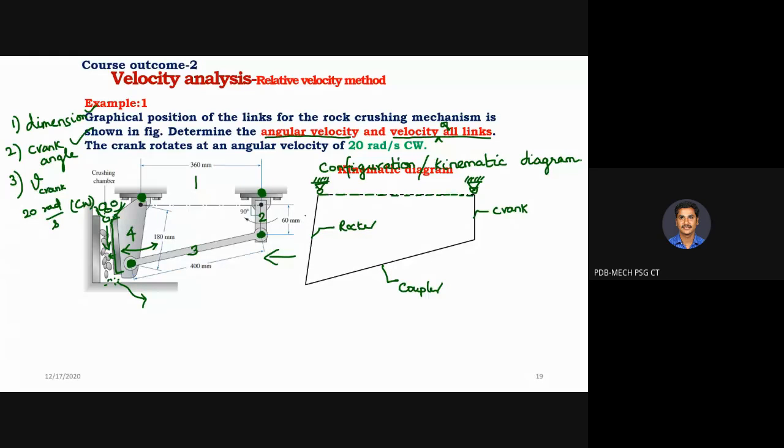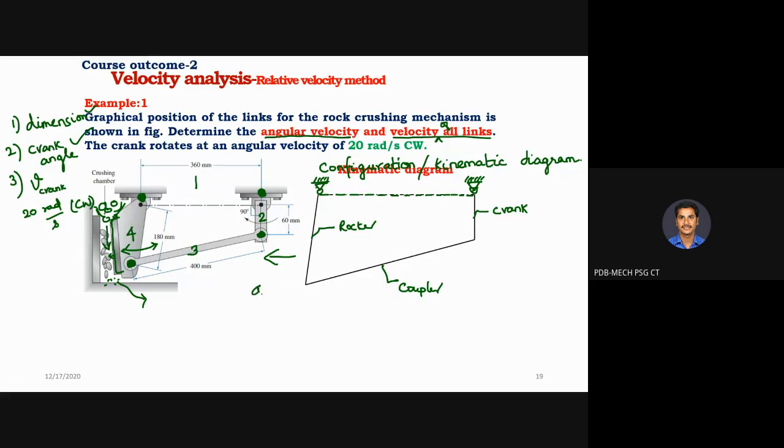I left out the things on the other side of the rocker. I concentrate only on the mechanism that you are going to use. So I drew only that. So this is my configuration diagram. So how to draw the configuration diagram? It is not a simple line diagram. You need to draw it in accurate scales.